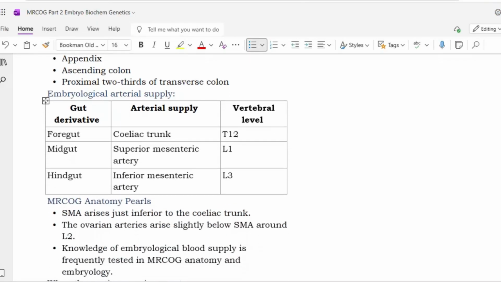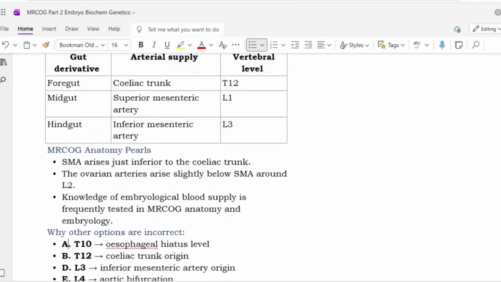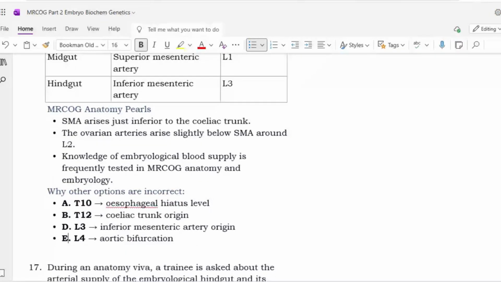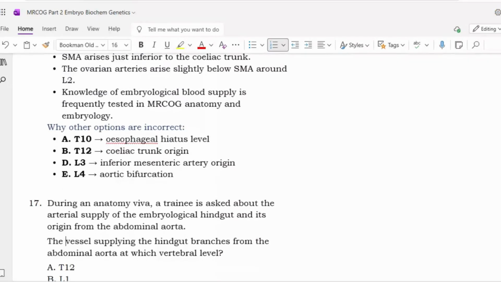The SMA arises just inferior to the celiac trunk. Then the ovarian arteries arise slightly below the SMA, around L2. Knowledge of the embryological blood supply is frequently tested in your examination. T10 is the esophageal hiatus level. Celiac trunk origin is T12, inferior mesenteric artery origin is L3, and aortic bifurcation is L4.